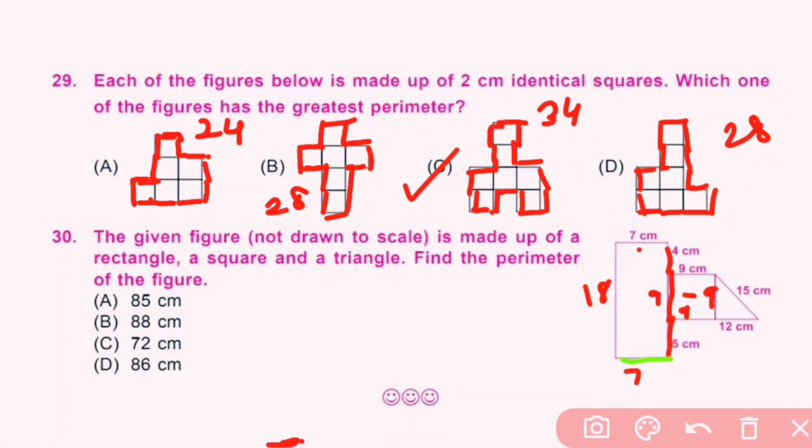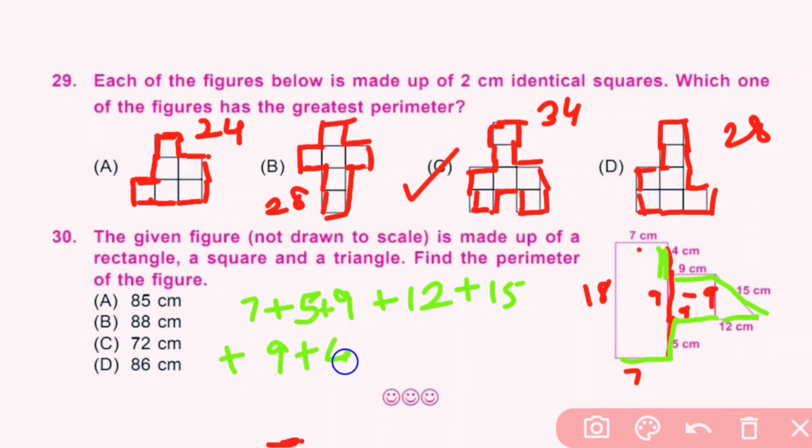This 7 plus 5 plus this 9 plus 12 plus 15 plus 9 plus this 4, this 7 and this 18. So it is equal to 86 centimeter. So here D is correct answer.